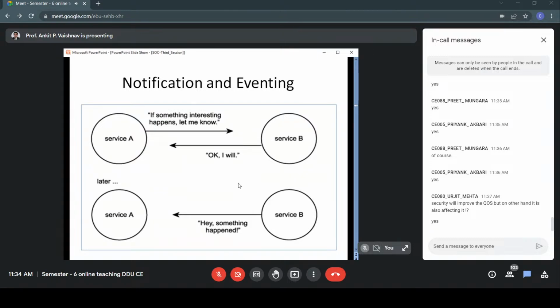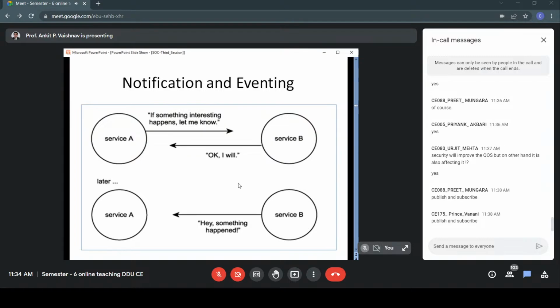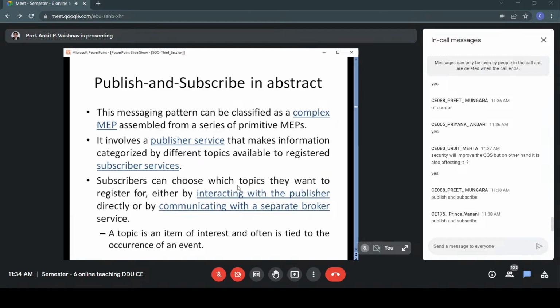Have you seen this model anywhere? Correct. Absolutely correct. It is publish and subscribe, right? So publish and subscribe is actually a concept. It is not an implementation. So this has been implemented in two ways. So let us revise publish and subscribe in brief, then we'll go for the details.